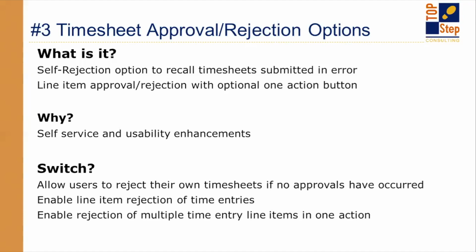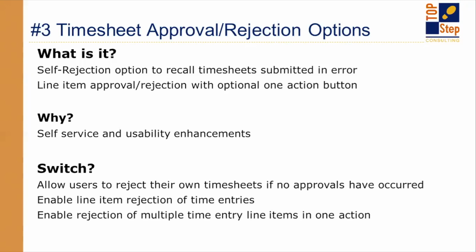That is a switch, though. You do have to turn on a switch that says allow users to reject their own timesheets if no approvals have occurred. But once something approves, even if it's an auto approve, then that self-rejection feature is no longer available. So there is a little bit of a limit there.